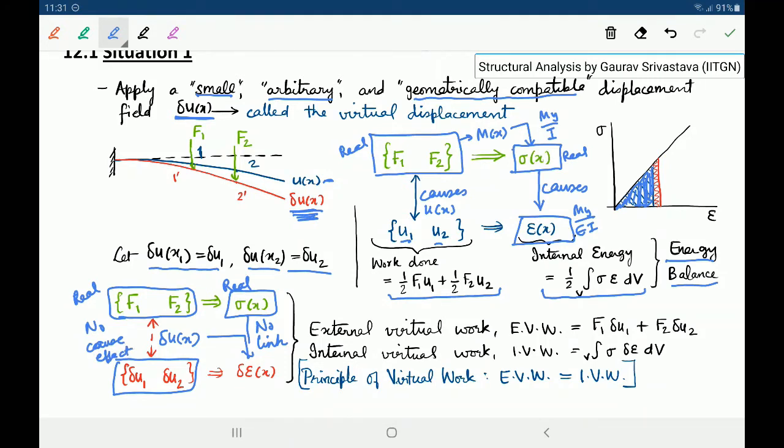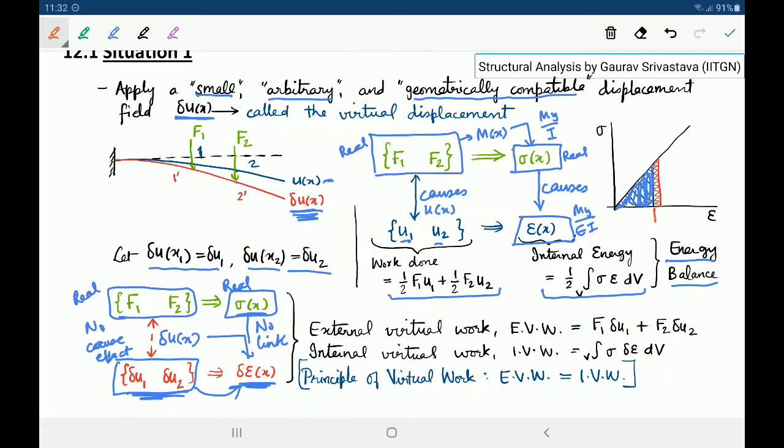So there is no cause and effect between the forces and this arbitrary displacement field, or between this stress, which was caused by the forces, and this strain, which is caused by the arbitrary displacement field, right? So there is no link between them. And in the stress-strain field, basically the amount of stress hasn't changed.